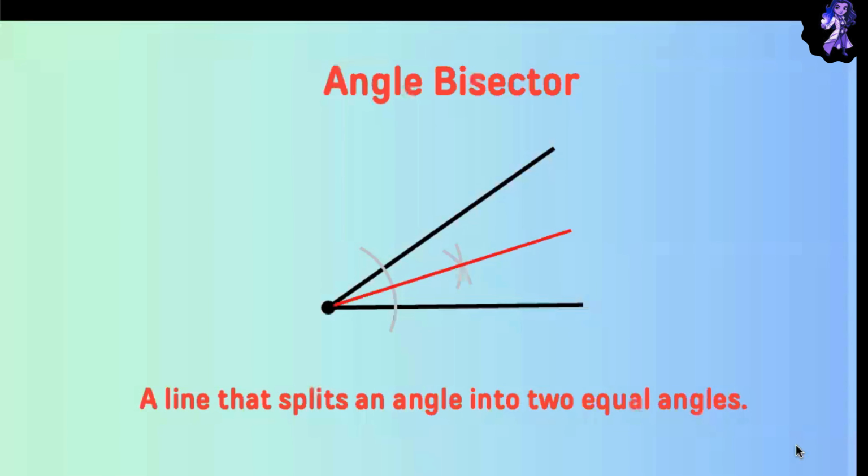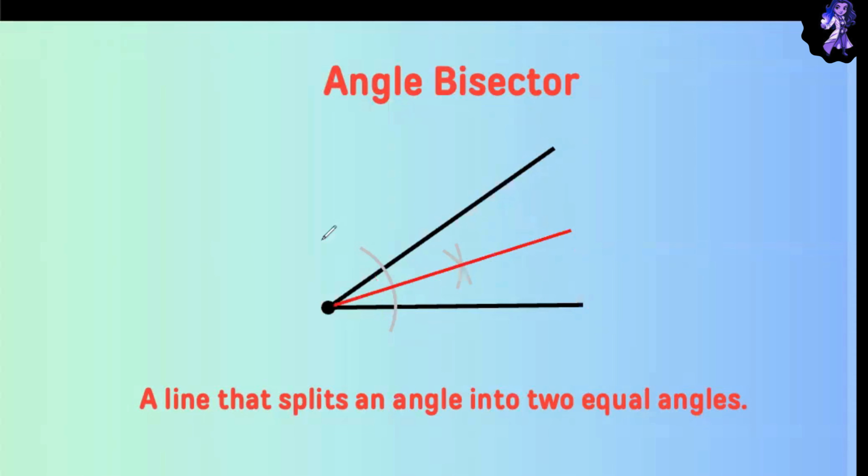Now let's talk about angle bisectors. An angle bisector is just a term that you need to note for when you have an angle. So that's going to be the big black one here. And that black angle is split by this red part right here.